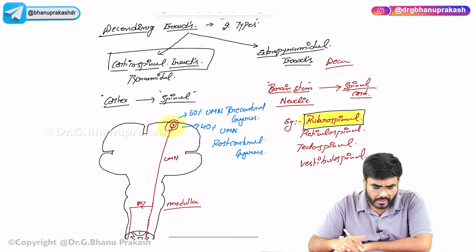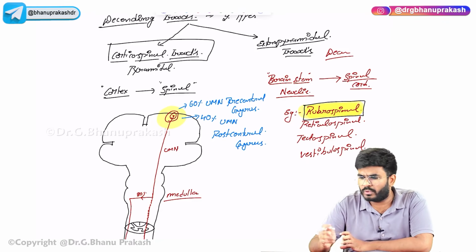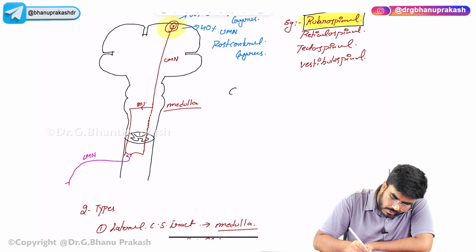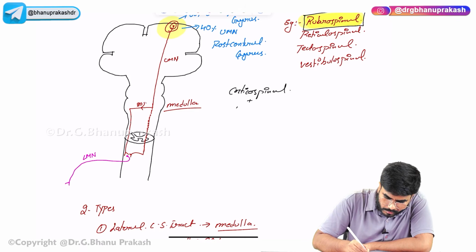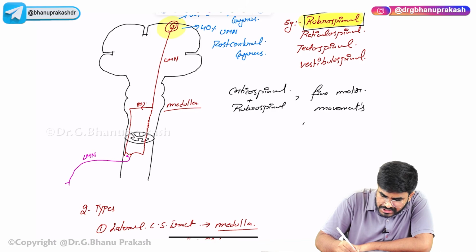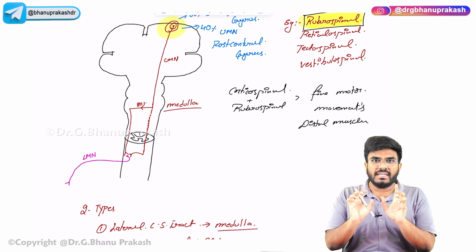If you ask me, sir, why do we have the corticospinal tracts and extrapyramidal tracts? Both are doing the motor function in the body. Both are going to control the motor functions in the body. But remember, corticospinal along with rubrospinal, they control the fine motor movements. They control the distal muscles, not the back muscles.